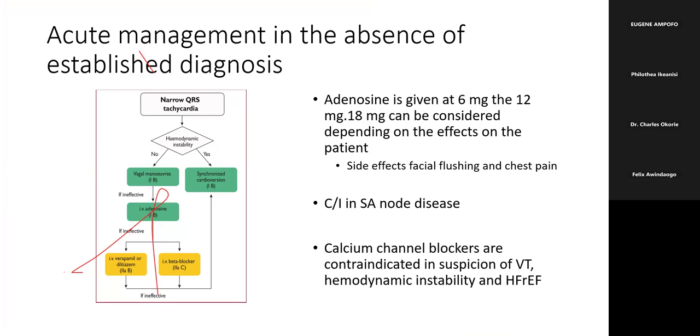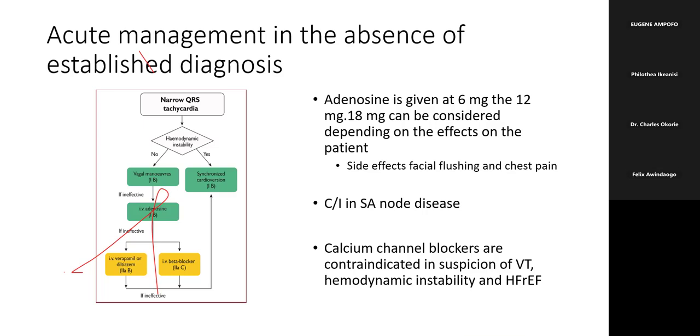This guides the next step. If the patient is hemodynamically unstable, we move straight to synchronized cardioversion, and this is a level 1B recommendation in the ESC guideline. Then, if the patient is stable, we'll go straight to vagal maneuvers. And if after repeating one or two vagal maneuvers it is ineffective, we'll go to AV nodal blockade, that is IV adenosine, and then further.